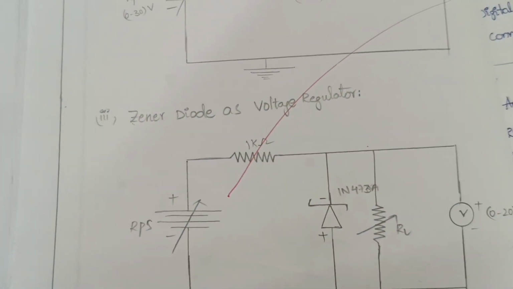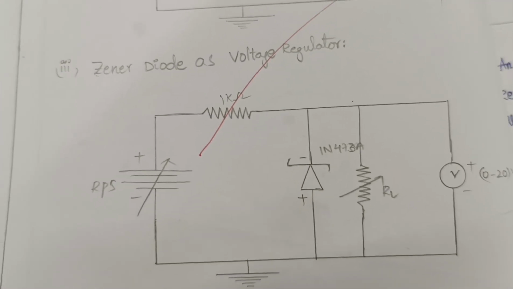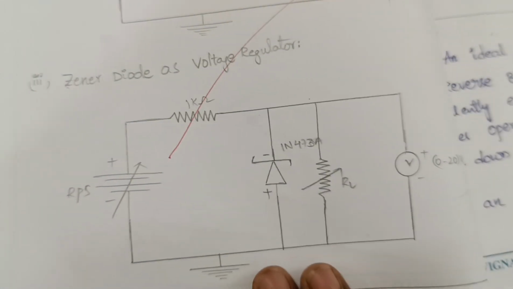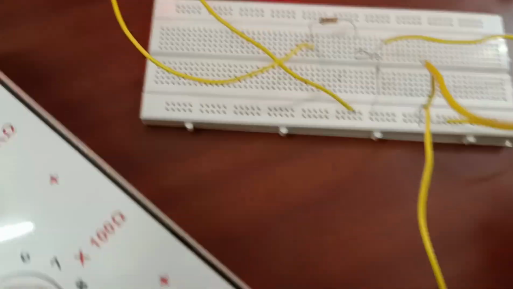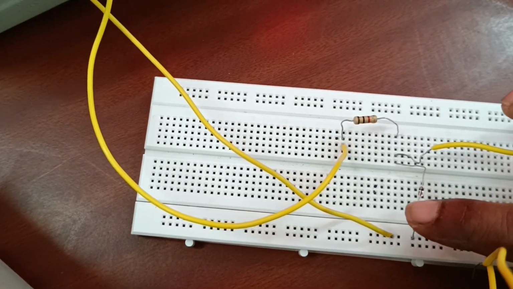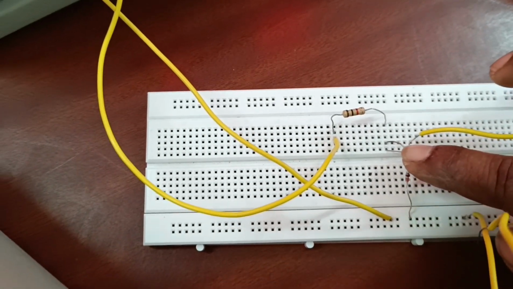Next, the circuit is the Zener diode as a voltage regulator. This is the circuit diagram of the Zener diode voltage regulator connections. If you observe here, the anode is grounded, and the cathode is connected to here.